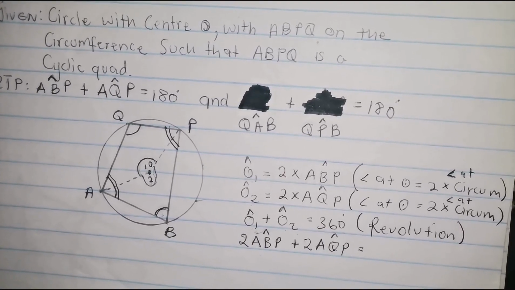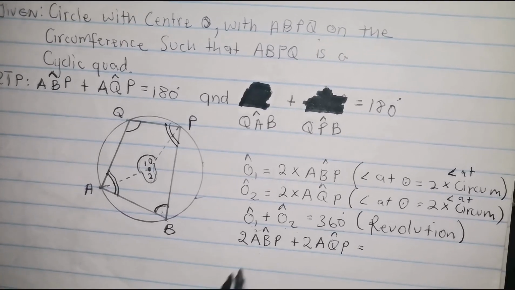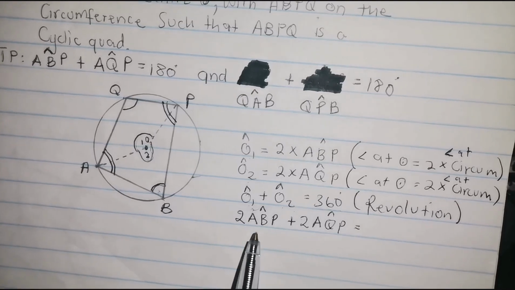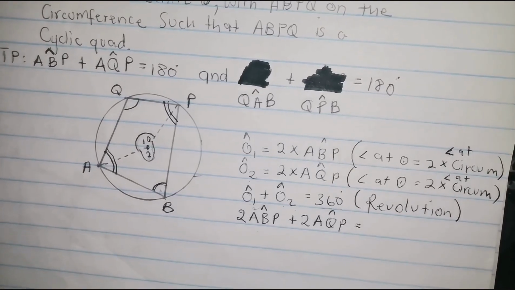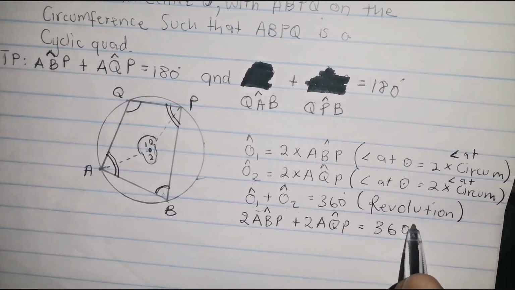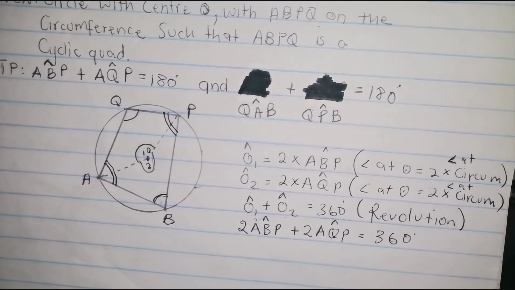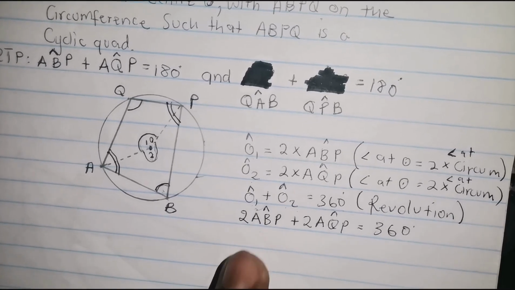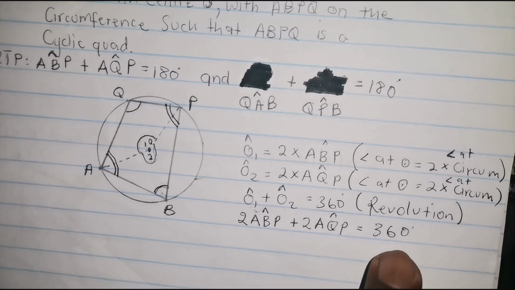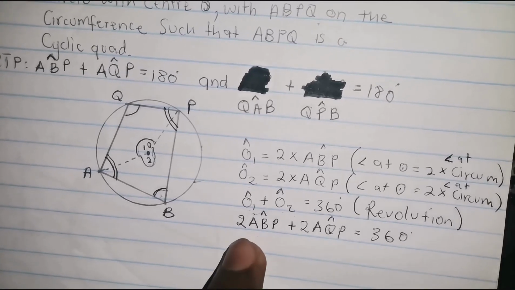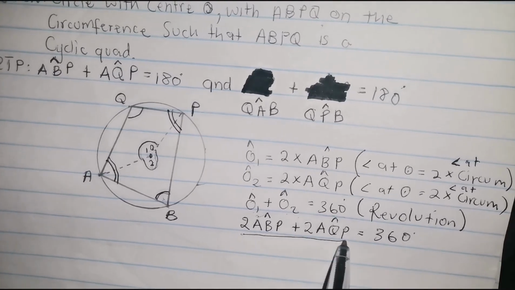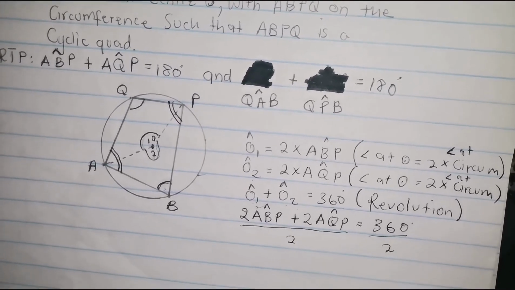What I've written here is the same thing as what I'm writing here. So this kind of arrangement is going to be equal to 360 degrees. I hope you understand, guys. Then I want to be left with ABP plus AQP on the left hand side, not 2 times. I'm going to divide both sides by 2.